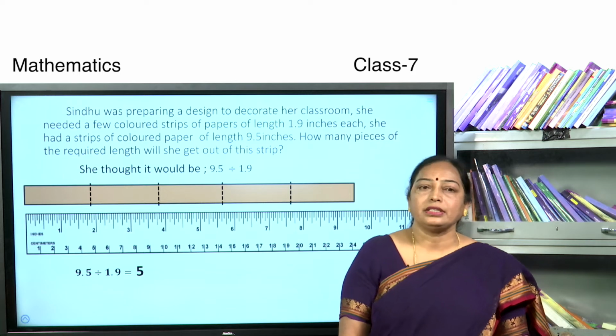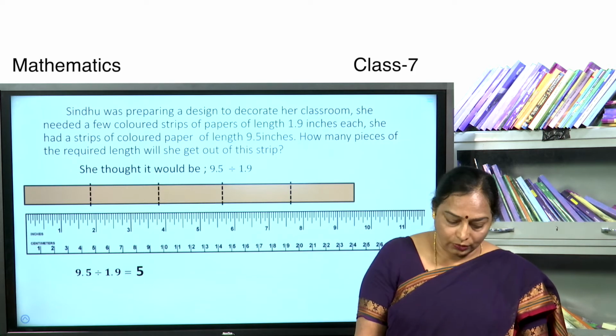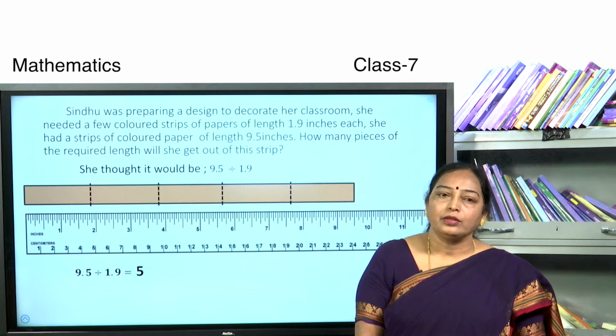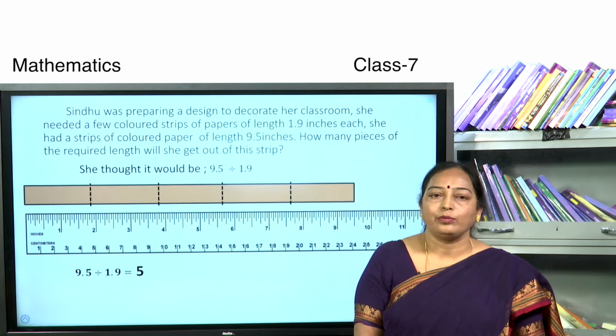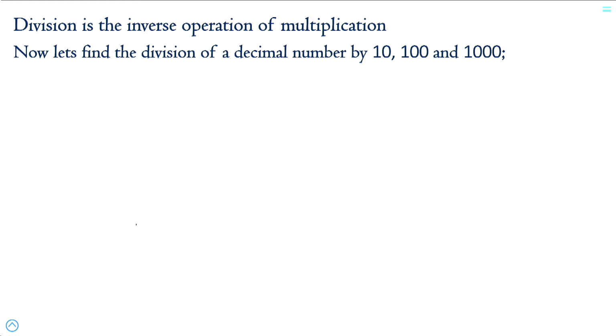For all situations, we can't divide the numbers manually. So, we need to know the different methods of division of decimal numbers. Division is the inverse operation of multiplication. Now, let us find the division of a decimal number by 10, 100 and 1000.